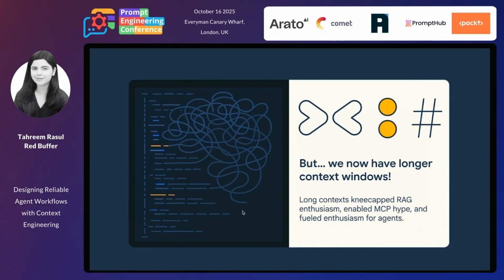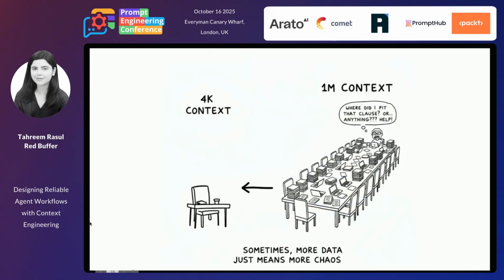I'll be talking about some of the issues that we run into even with long context windows. But this graphic that I found online, I won't take the credit for this, summarizes it, right? Sometimes having more data just means more chaos. So with 1 million contexts, you can see that you have a bunch of laptops and papers on the table, but you don't know where the information is, right? And that's similar to how it sometimes is with LLMs.